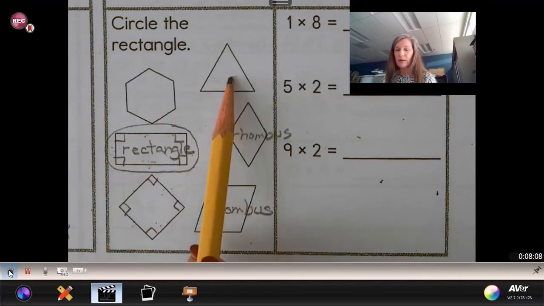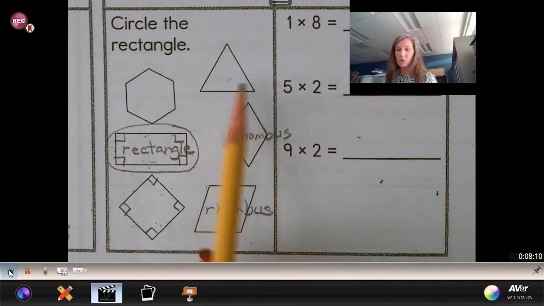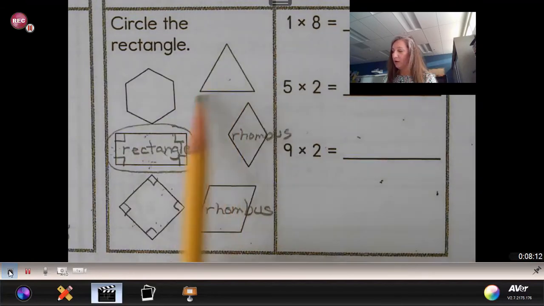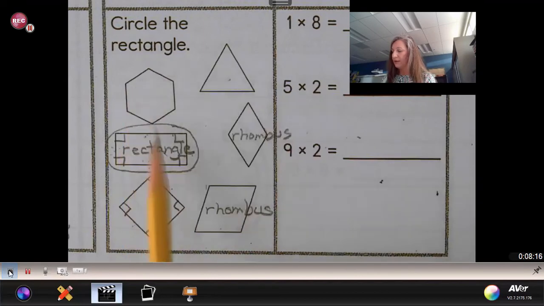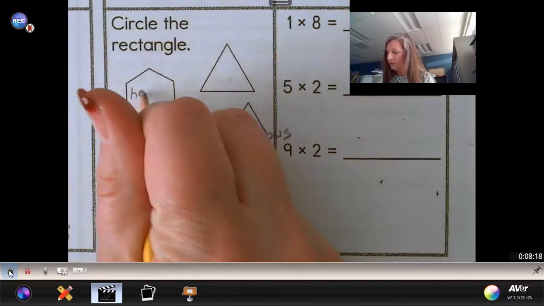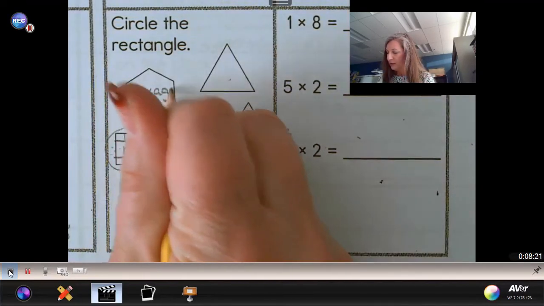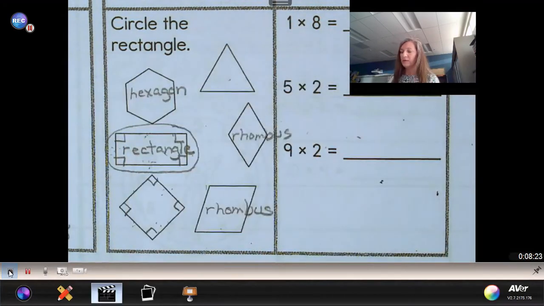This is a triangle, and it's actually an equilateral triangle because all the sides are equal. And I have a hexagon, which is a 6-sided figure, and this is a regular hexagon because all the sides are the same.